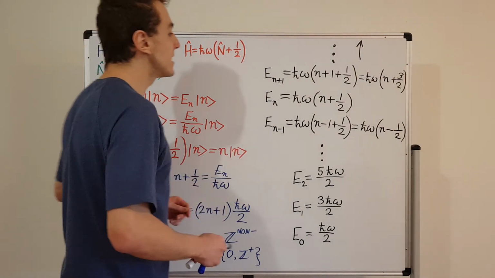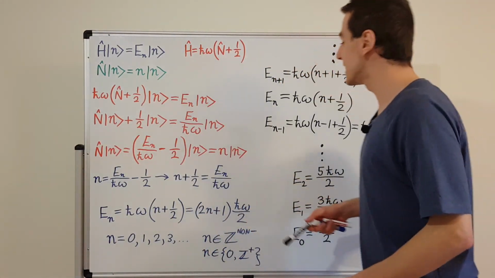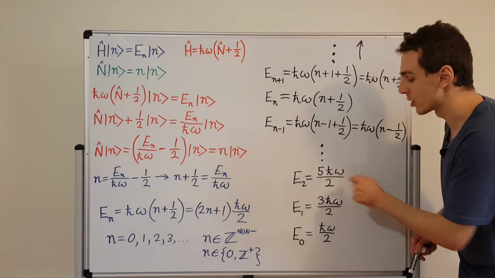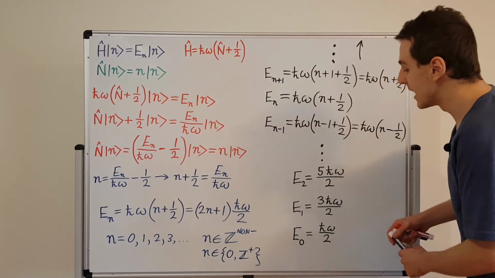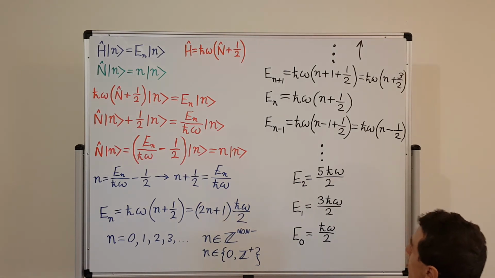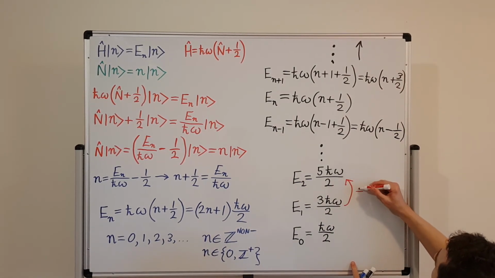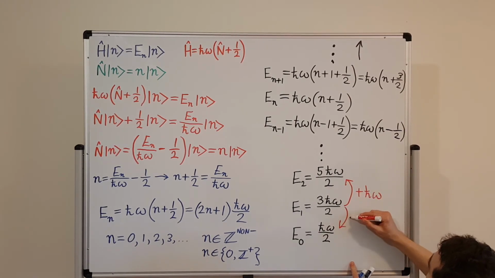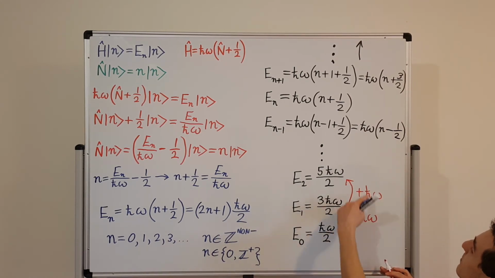Now that is the quantum in quantum mechanics. The quantum in quantum mechanics is referring to the fact that these energies are quantized. They come in discrete chunks. You can see that the difference between each of all of these is always h bar omega. The difference between any two of these energies is h bar omega. Here we have to go up h bar omega, and here we have to go down h bar omega. So this is minus h bar omega, and this is plus h bar omega.